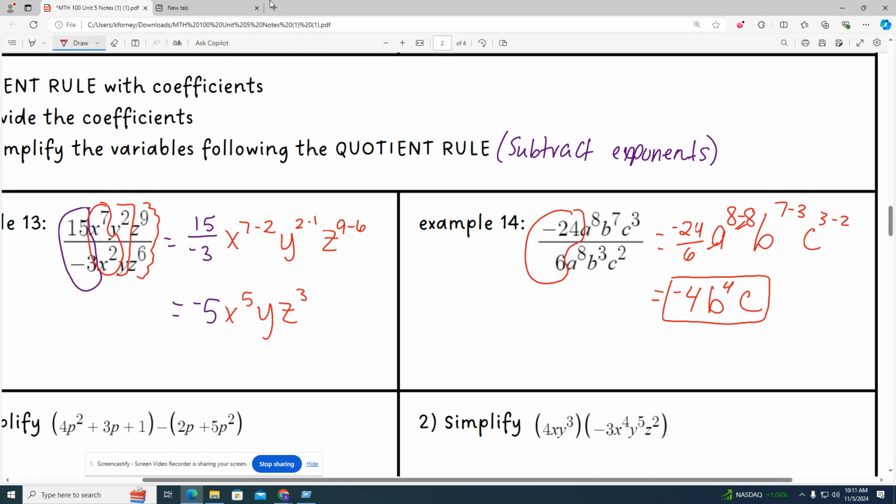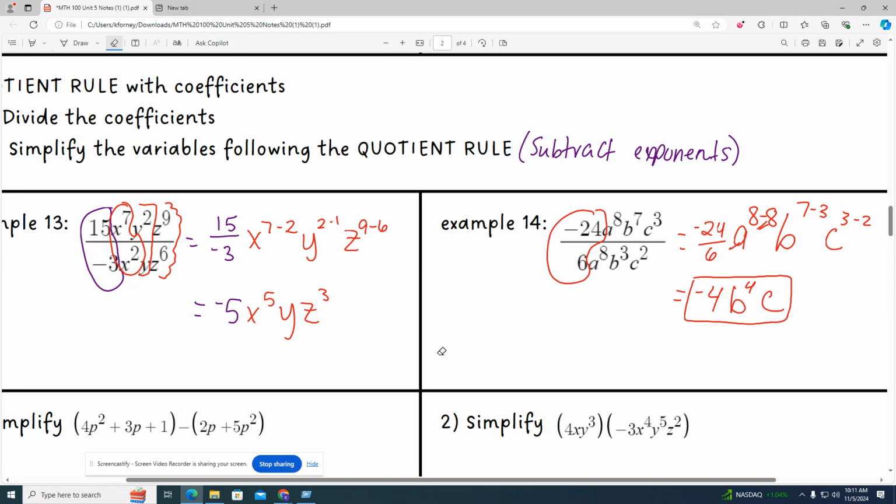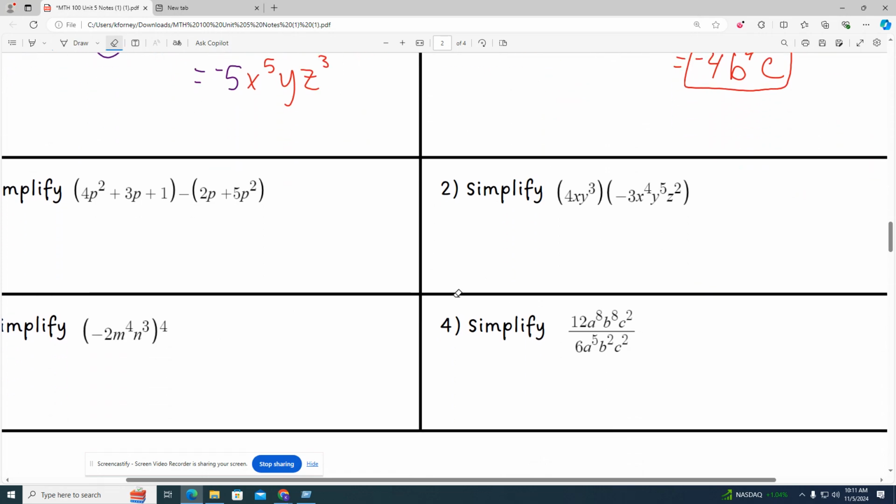So now we have 4 on this to try. Now we've gone over all the rules. It was pretty straightforward. You just have to learn the rules. This is one of those things that Desmos cannot do. It's not going to do it for you. You can't go to Desmos and type in 4p squared minus 2p and it's going to give you the answer. You have to know your rules.